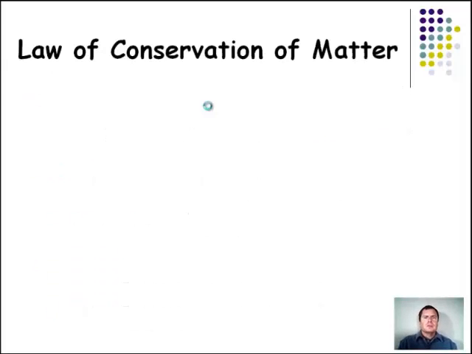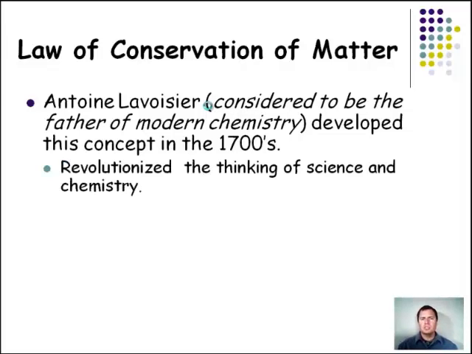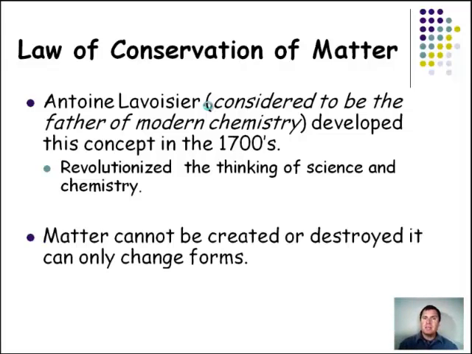We should start our talk of matter with the law of conservation of matter. This was developed in the early 1700s by the man who's considered to be the father of modern chemistry, Antoine Lavoisier. This was a very revolutionary concept and actually changed the thinking of science and chemistry. What Lavoisier said was that matter cannot be created or destroyed. It can only change forms. Perhaps you've heard of the law of conservation of energy. Same idea. What this means is that matter is conserved. If we have a chemical reaction, we must end up with the same amount of stuff that we start with. So this is the basis of chemistry and chemical reactions.